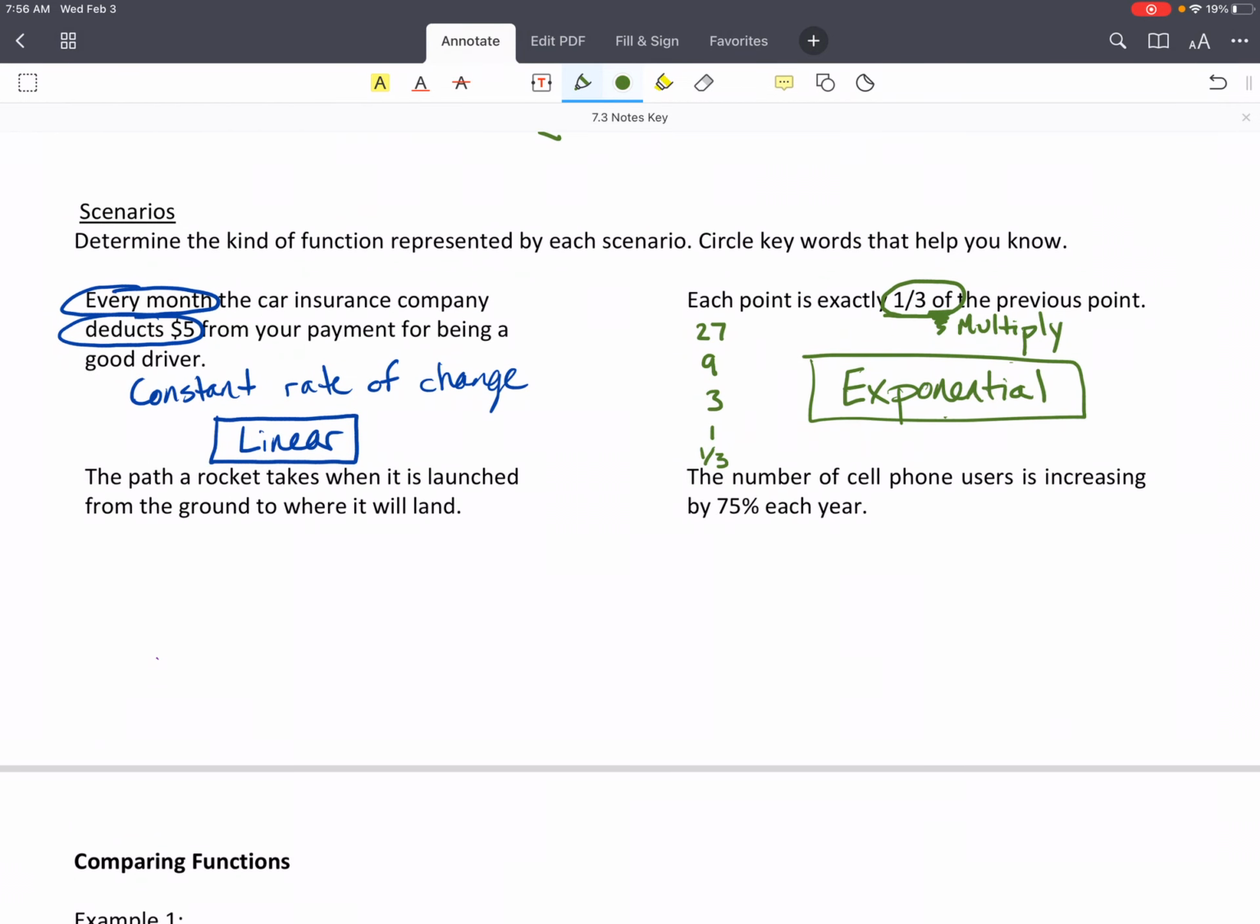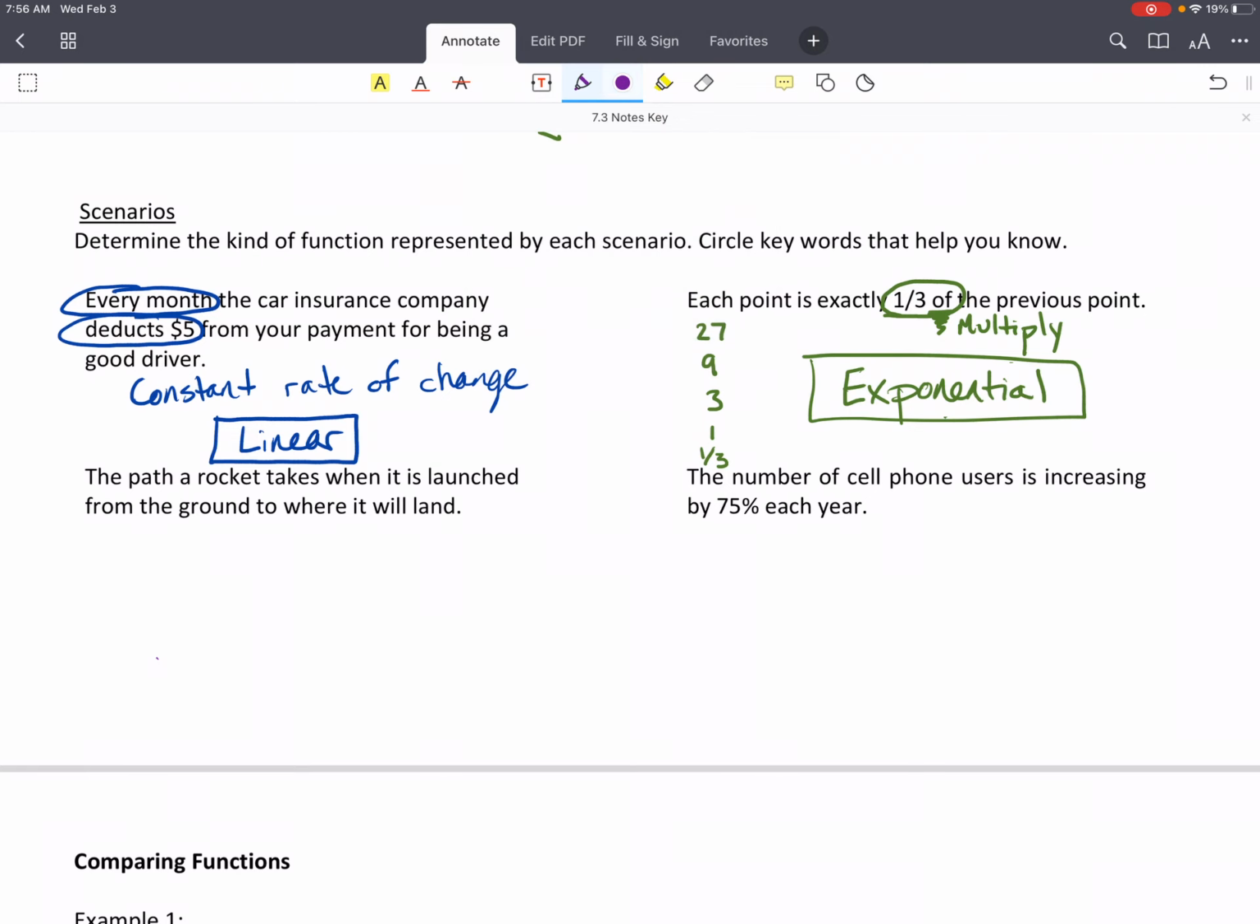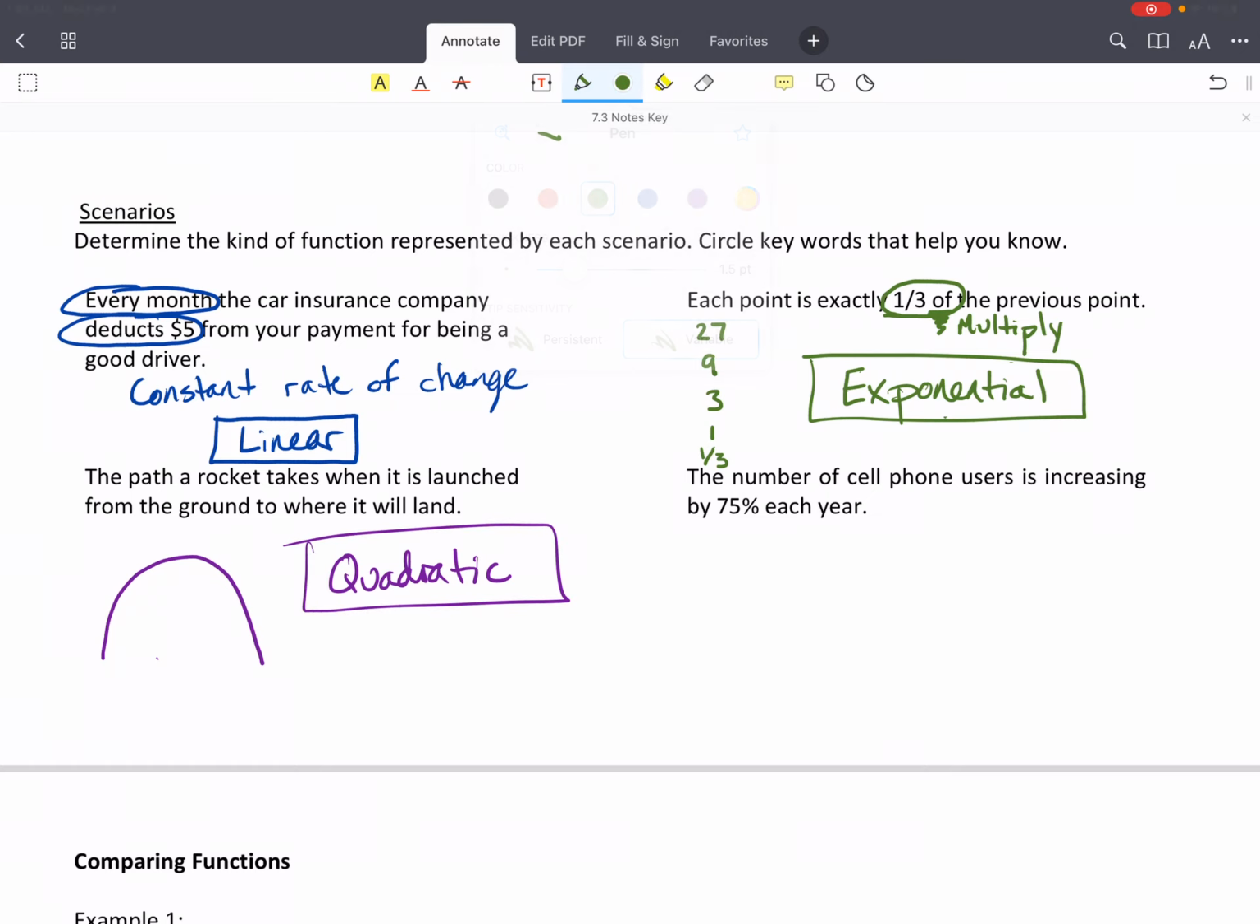Okay, the path the rocket takes when it is launched from the ground and where it will land. If it's launched from the ground and it lands, that's the path of projectiles. Oh, that's a parabola. So that'll be a quadratic. And my last one, the number of cell phone users is increasing by 75% each year. Well, that's a growth rate. And like we talked about with last lesson, if it has a growth rate or a decay rate, then it's going to be exponential.